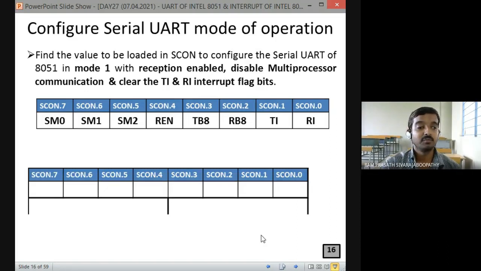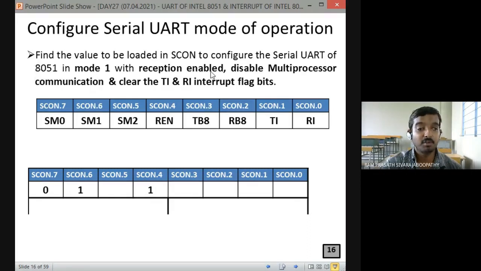Now, for this given problem, can you say the word format, I mean the value, in mode 1? What value do I have to fill at SCON.7 and SCON.6? Kindly type it in the chat. Mode 1, correct. So what about the value at the MSB bit and the next bit? Yes, very good. 0 and 1. Super. With reception enabled, I have to enable the reception. So what about the logic at SCON.4? Yes, very good. 1.